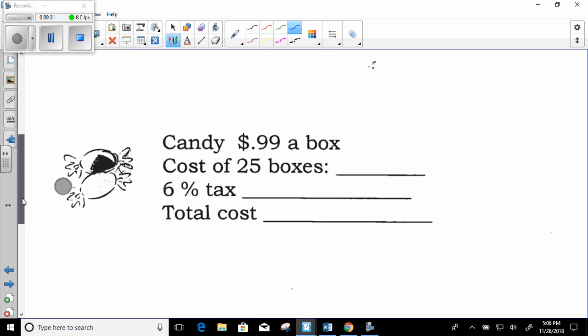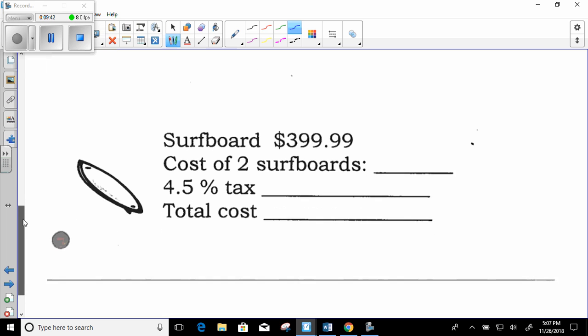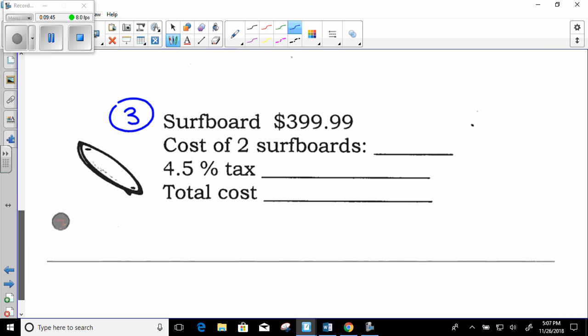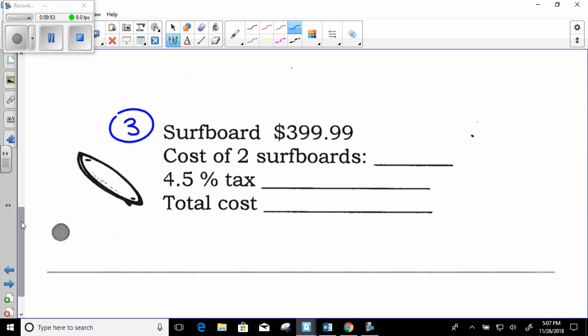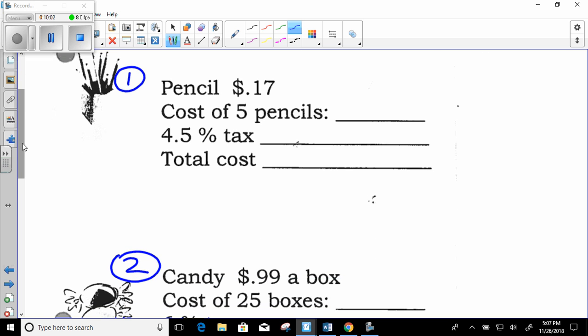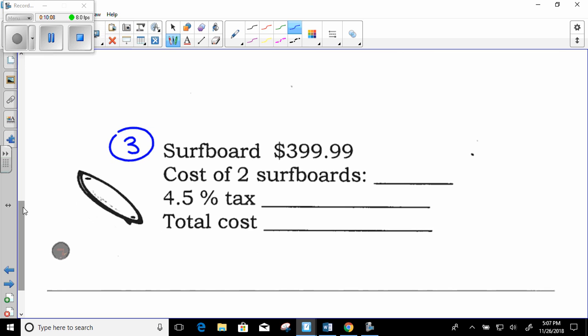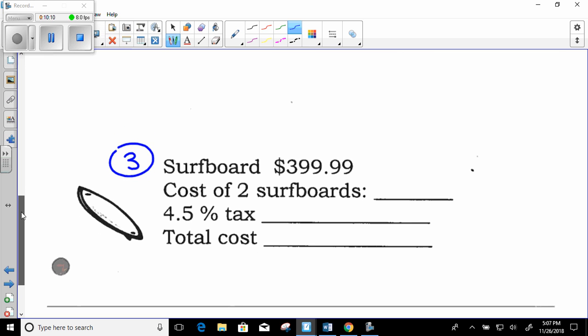Number 2, you have candy at 99 cents a box and you buy 25 boxes. Your tax on this one is 6%. Number 3, you're buying a surfboard for $399.99. You buy 2 of them and you have 4.5% tax. So what you may want to do is just pause the video. I don't think we have any more. No. So I would like for you to do problems number 1, number 2, and number 3, and be ready to go over those in class.